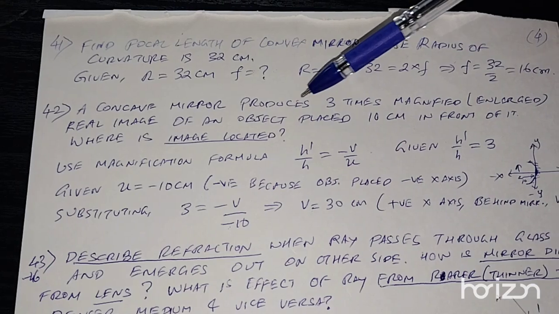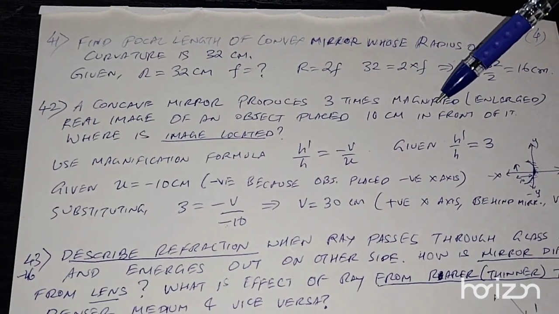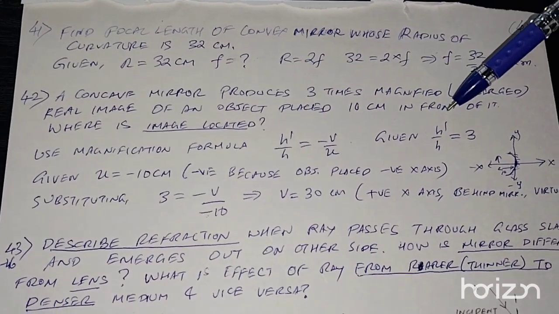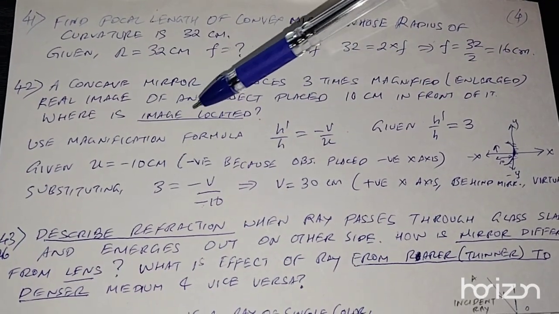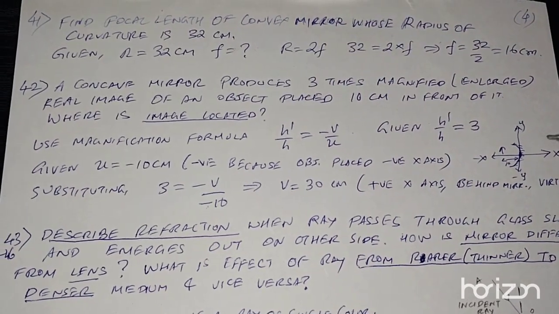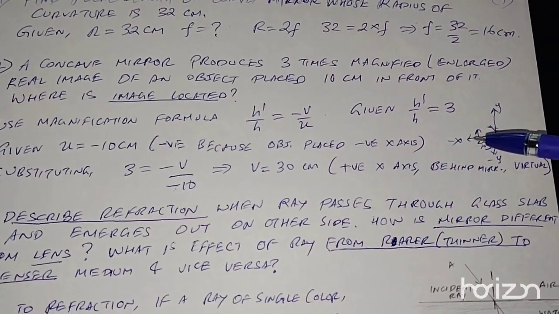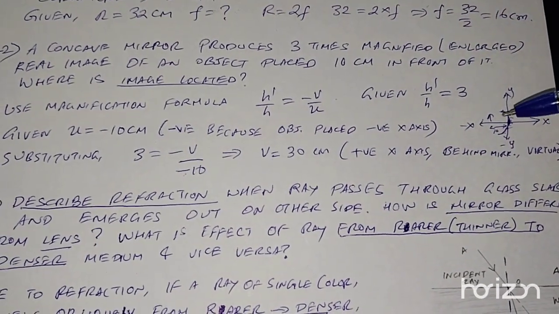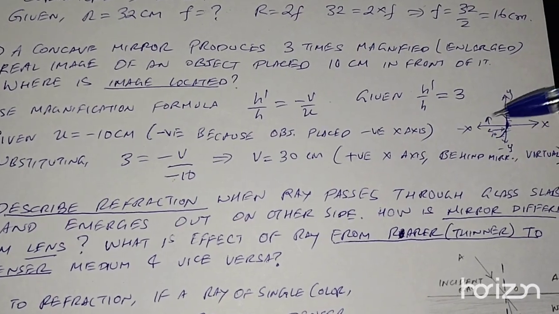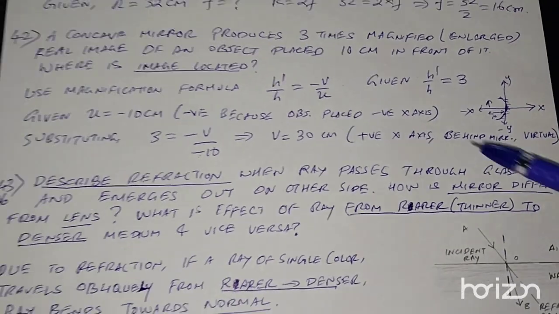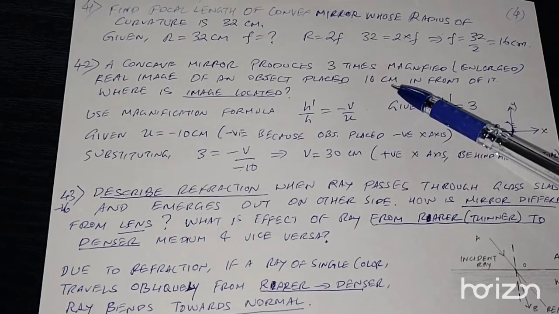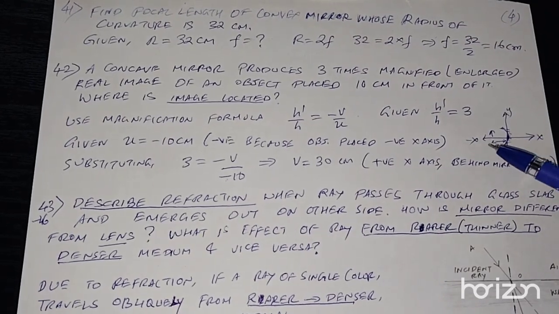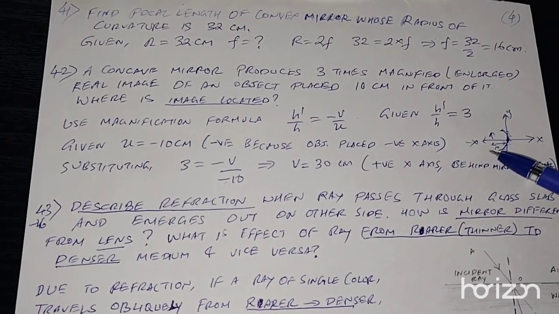A concave mirror produces 3 times magnified, enlarged real image of an object placed 10 centimeter in front of it. Where is the image located? So again we have roughly drawn the coordinate system, minus x to plus x, minus y to plus y, and this is a concave mirror, such that all the reflection happens on the negative side of the x-axis. So if the object is placed at 10 centimeter, it means that it is placed in front of the mirror. So this is 10 units. But since it is along negative x-axis, it has to be taken as minus 10.